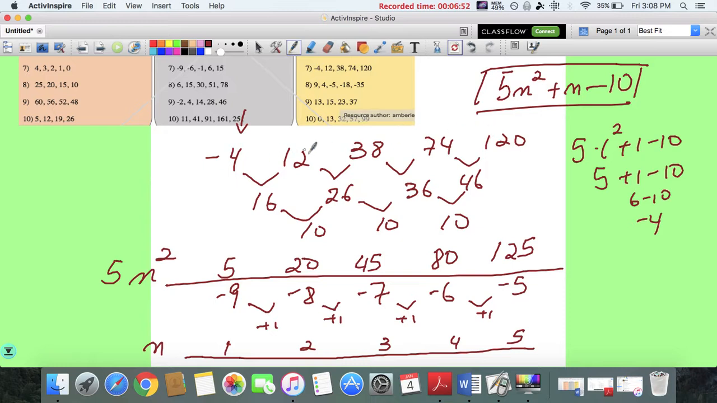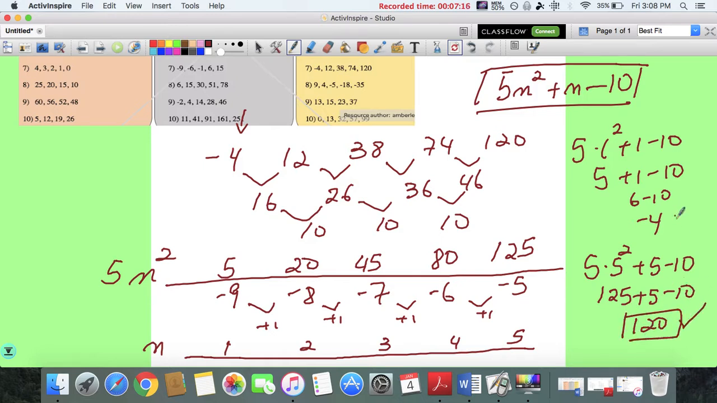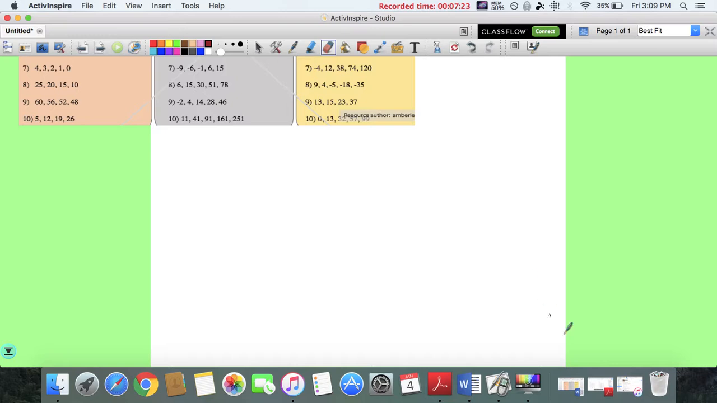So our first term works. Let's check the fifth term. 1, 2, 3, 4, 5. When n equals 5, our fifth term should be 120. So it's 5 times 5 squared plus 5 minus 10. 5 squared is 25. 25 times 5 is 125. Plus 5 minus 10. 125 plus 5 is 130, minus 10 is 120. Check and check. Okay, so that's one part of your homework. Let's see what else is available.